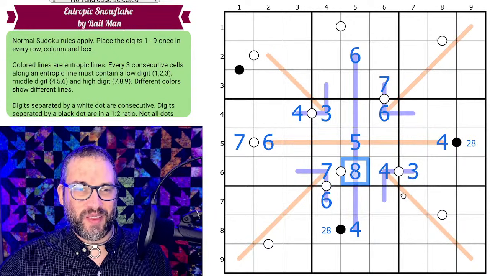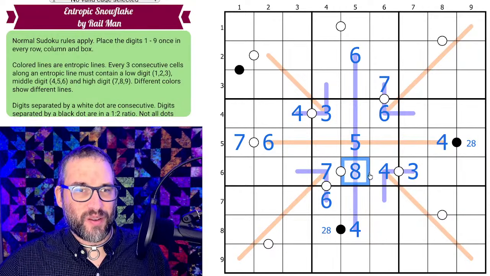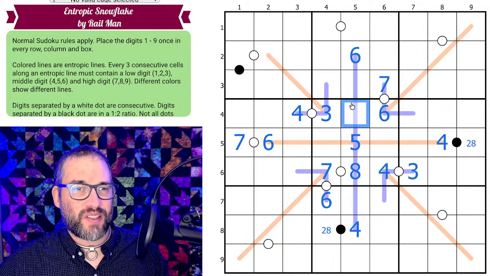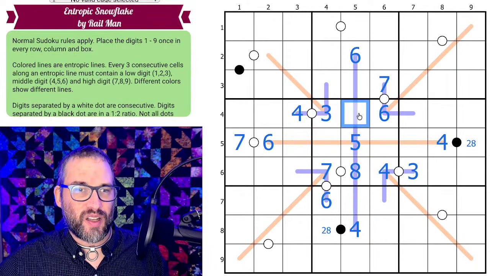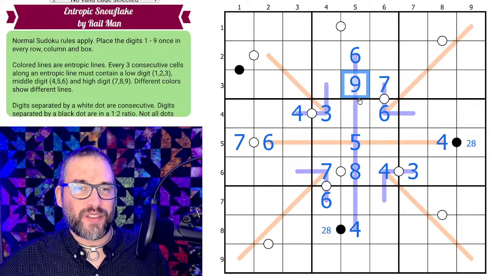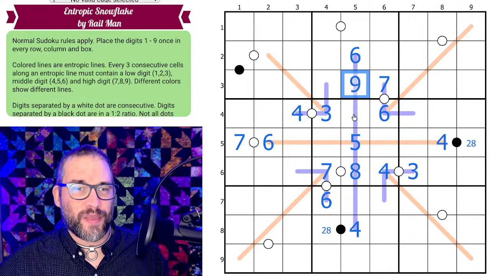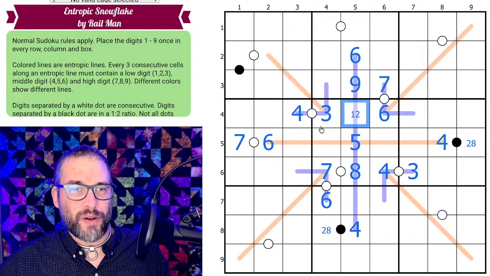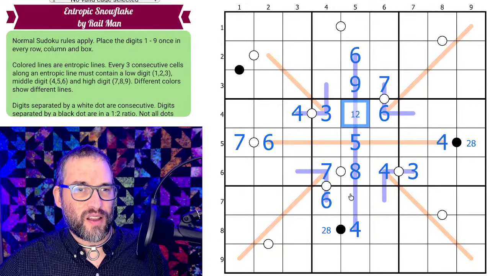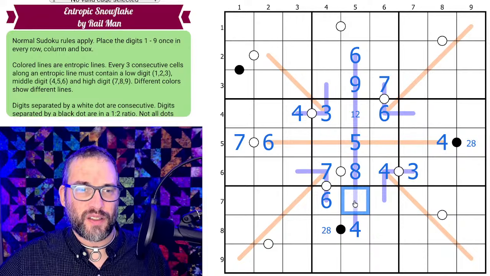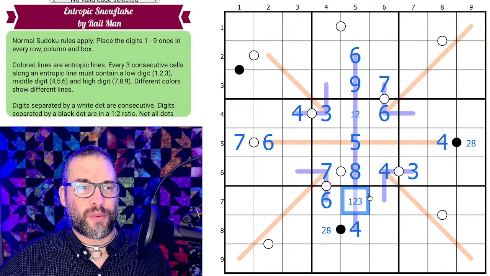Afraid Not points out that we actually have that resolved. So this needs to be low now. This one is just a 9. We can write that in. This one is a 1 or a 2. And this one is 1, 2, or 3.